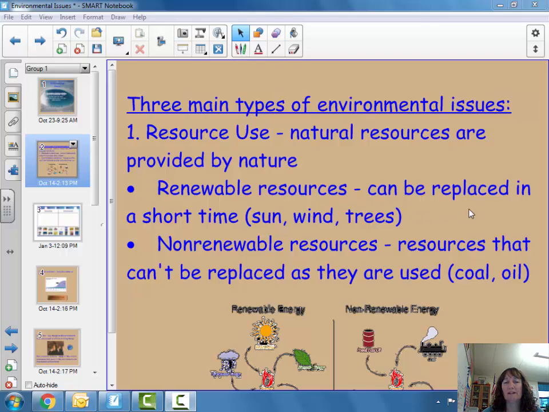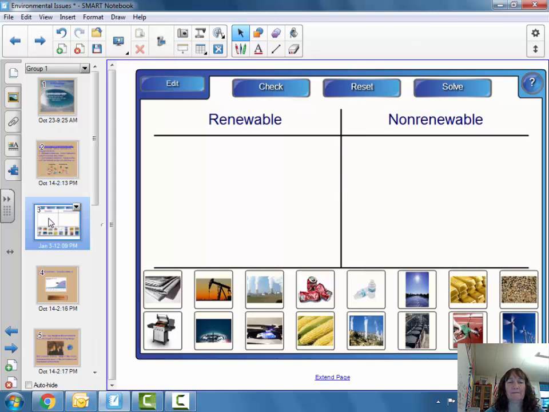And then there's renewable resources. These are resources that can be replaced in a short time, like the sun, the wind, trees. We can always plant more trees. And then there's non-renewable resources, resources that can't be replaced as they are used, like coal and oil. Once we use them, they are gone.